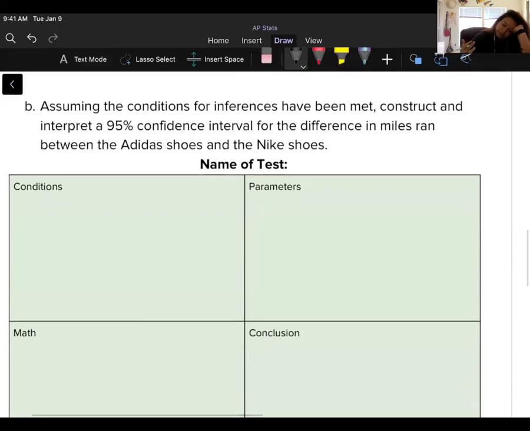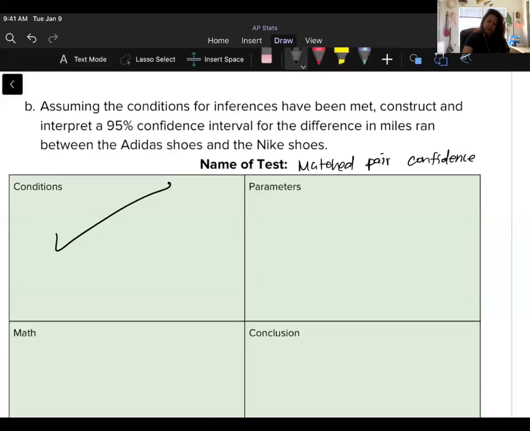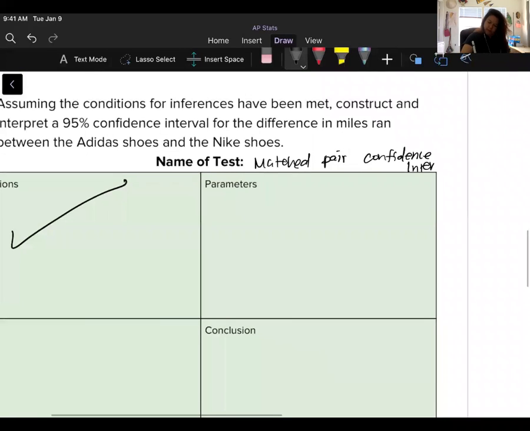So assuming that the conditions for inferences have been met, construct and interpret a 95% confidence interval for the difference in miles ran between the Adidas shoes and the Nike shoes. So if we think back, right? So first, this is a matched pair confidence interval. If we think back to unit 5 when we did hypothesis test on means, or unit 6, when we do a matched pair design, you take mu difference. You use mu difference as your parameter.